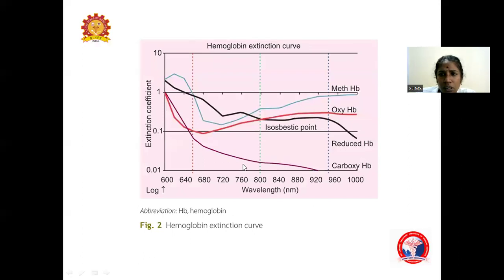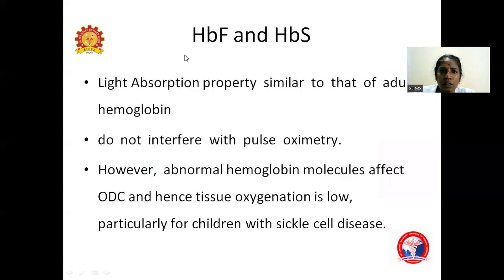See, this is the methemoglobin reading, that blue one. Whereas the oxyhemoglobin is the red one. And this is the reduced hemoglobin, whereas this is the carboxyhemoglobin. So we should be highly suspicious, and sometimes we should look for any poisoning effect.